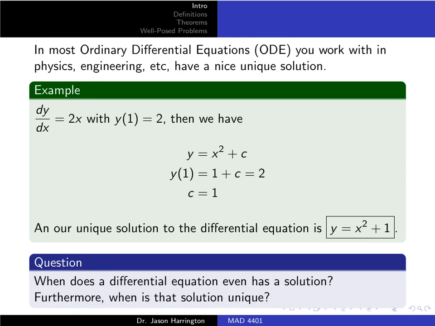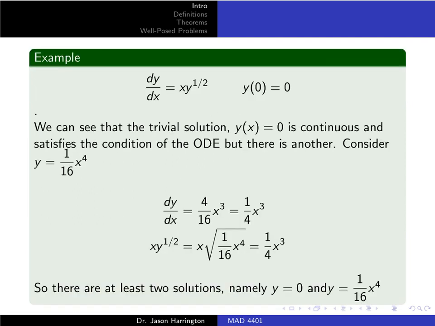Now, the big question is when does the differential equation even have a solution? Does it even have something that actually works? And furthermore, is that solution unique? So here's an example of one that is not so nice. And again, you don't have to worry about solving these things exactly, because that's what you'll do in your ordinary differential equations class. But you have dy/dx equals x times y to the 1/2, or the square root of y, with the initial condition y(0) = 0.